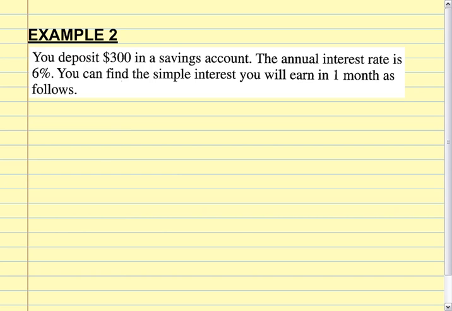Okay, example number 2, it says you deposit $300 in the savings account. What word would we use to call the $300? Raise your hand. What's that word called? Elizabeth? That's the principal, okay?